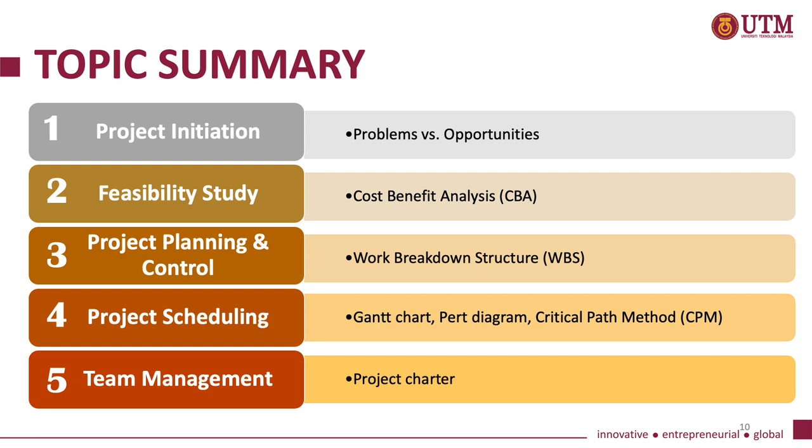Work breakdown structure, or WBS technique, is explained on how to break down the SDLC phases into tasks or activities, steps, and further smaller units. Three important techniques, such as Gantt chart, PERT diagram, and CPM, are explained in detail in the project scheduling subtopic. The last subtopic explains further how to manage the team members and discusses the project charter purposes. Next, topic three will present the second phase in SDLC, which is requirements gathering.